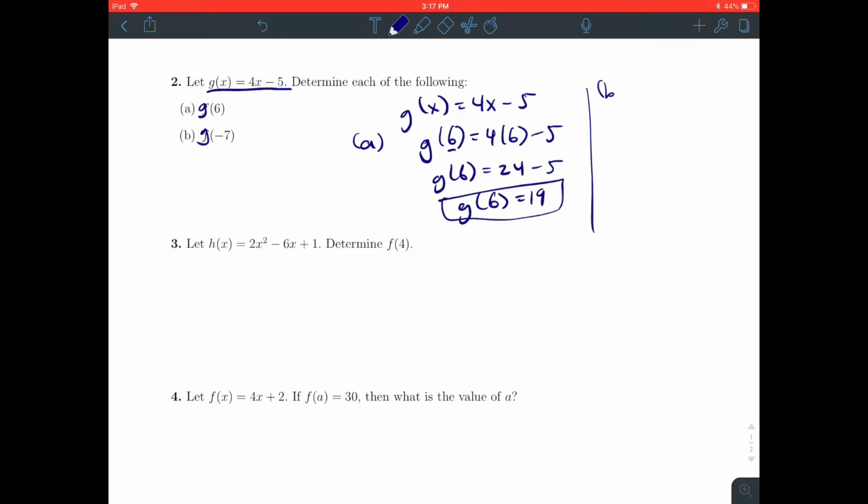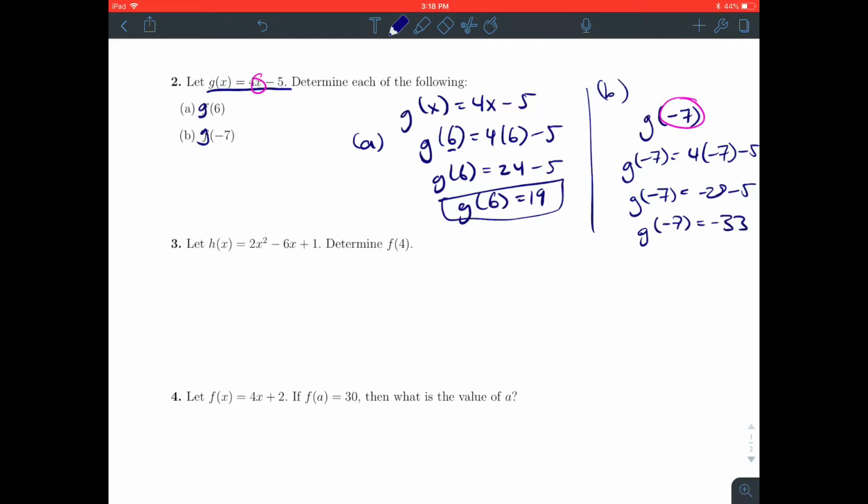For part B, pretty similar question, but we're trying to find g of -7. So since -7 is our input, we're going to plug that in for x in the equation. That becomes g of -7 equals 4 times -7 minus 5. g of -7 equals -28 minus 5. g of -7 gives us an output of -33.